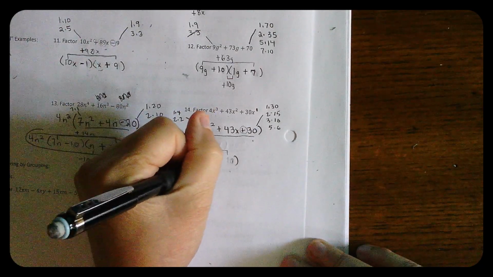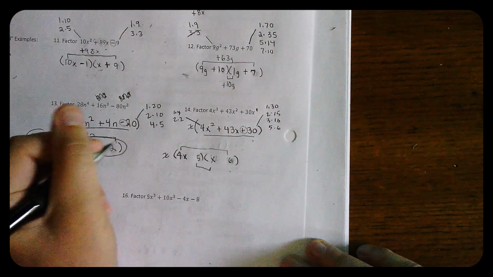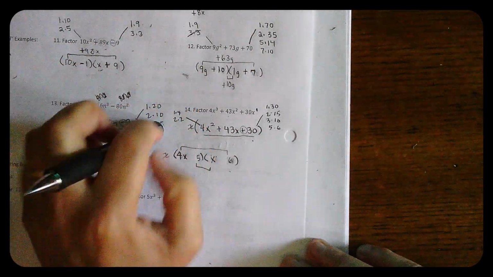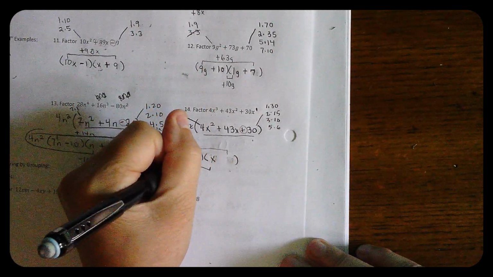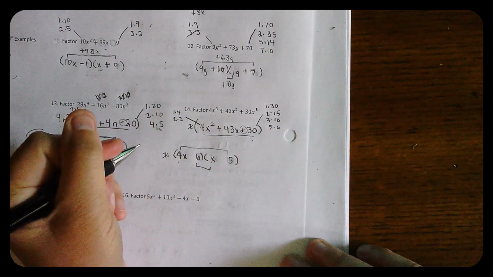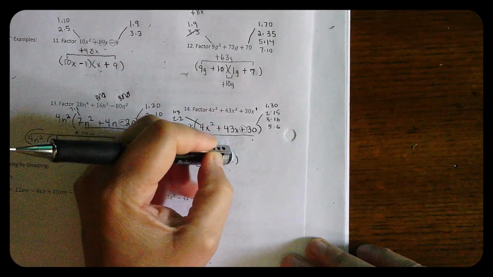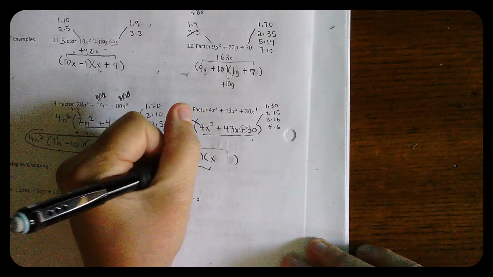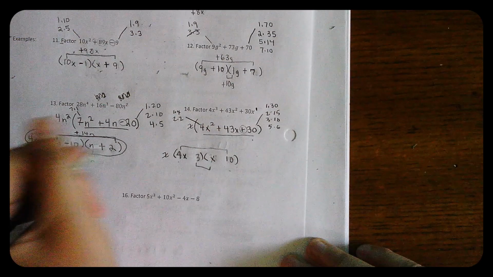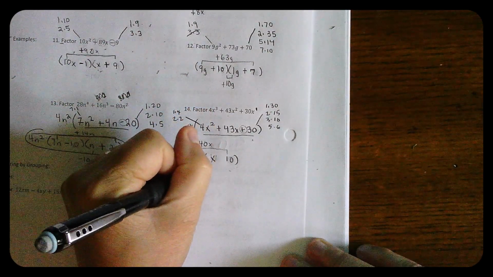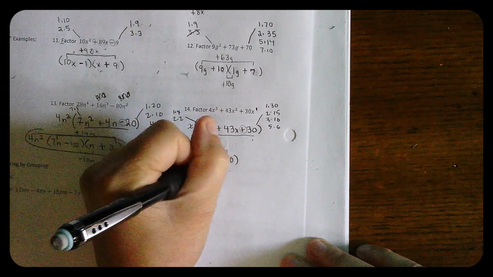So now we have to try it again. Let's try 5 and 6, that's 24 and 5. It's not going to work, but we have to switch it because these are different this time. So 6 and 5, and that's 20 and 6. That won't work. And let's try 3 and 10, and that's 40x and 3x, and that adds up to be 43, plus plus.